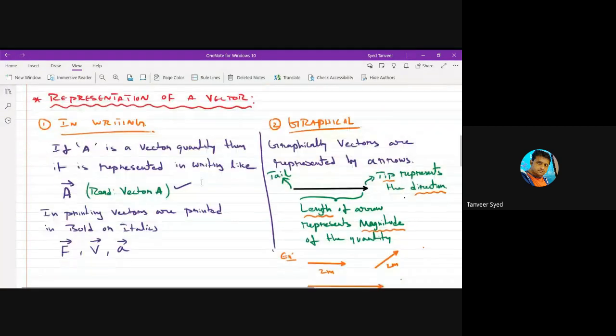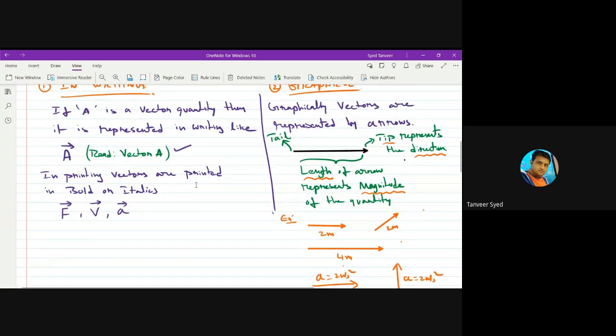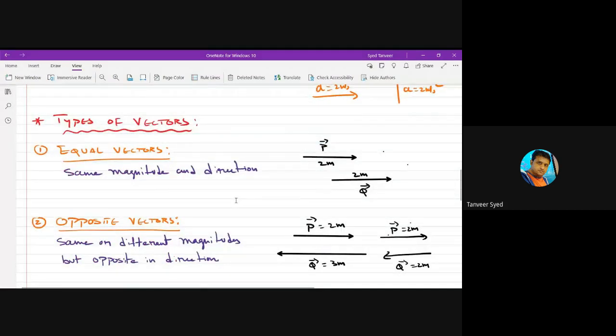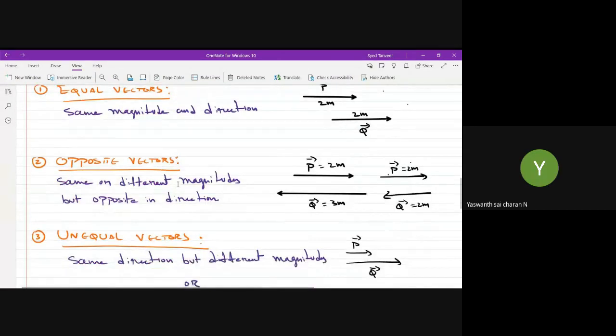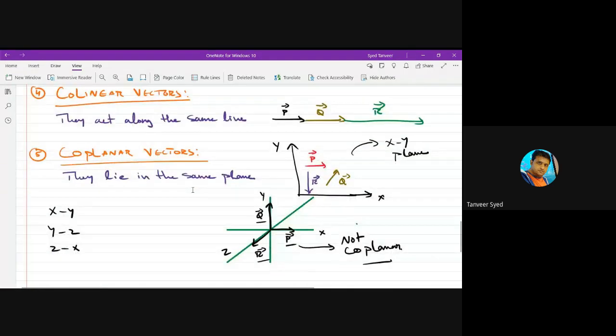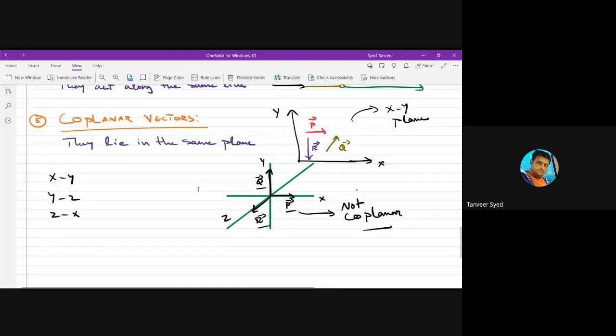Okay. We can represent vectors in two ways. If you are representing them with some letter, then you put an arrow mark over that letter to indicate that it is a vector. And we can also represent vectors with arrows. Length of the arrow indicates magnitude. Tip of the arrow gives the direction. And types of vectors: equal vectors, opposite vectors, unequal vectors, collinear vectors, and coplanar vectors.